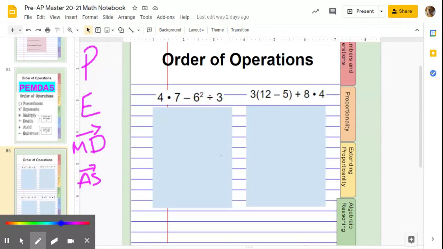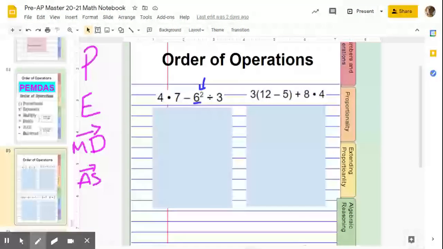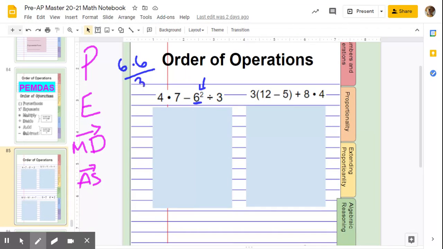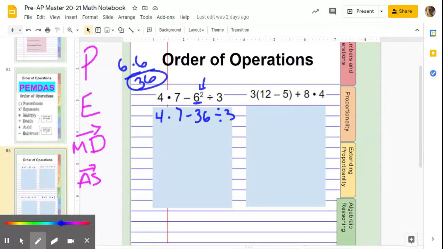Okay, after our parentheses, we're going to look for exponents, and I see an exponent right here. Okay, now exponents are tricky. Remember, it means we're going to take this 6 and multiply it 2 times. So over here, I'm going to do 6 times 6. So 6 times 6 is 36. In my problem, I'm going to rewrite the whole thing. So I'm going to say 4 times 7 minus, instead of 6 to the power of 2, I'm going to put 36 and then keep everything else the same, divided by 3. All right, so that's the only exponent we have.